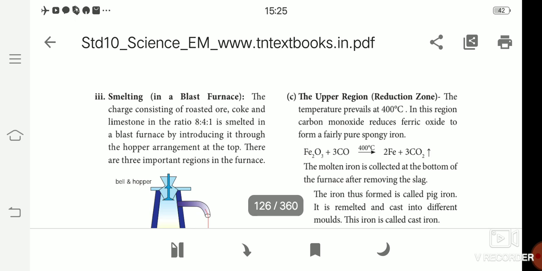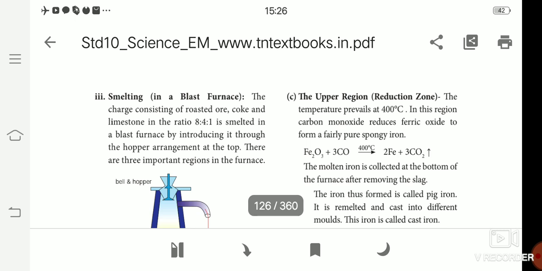The next one is the upper region reaction. The iron oxide, Fe2O3, is hematite. Hematite reacts with carbon monoxide at a temperature of 400 degrees Celsius to form pure iron metal, and carbon dioxide is liberated.